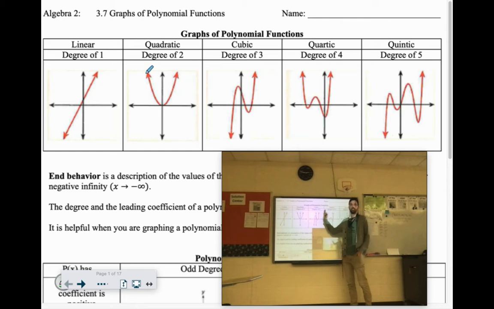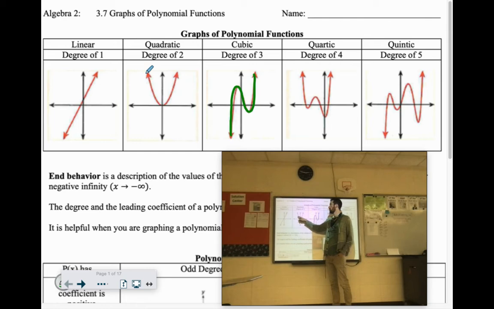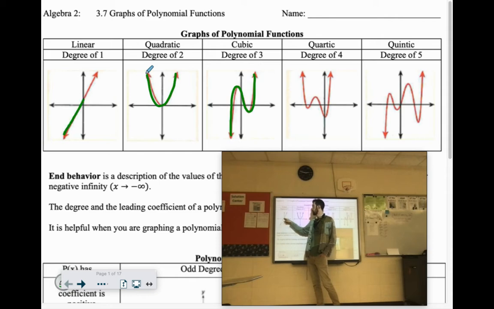And this is like the times that they change directions. So cubic changes directions 3 times. Look, it goes up, then down, then up. Quadratic changes direction twice. It's going down, then up. Linear only stays in one direction.